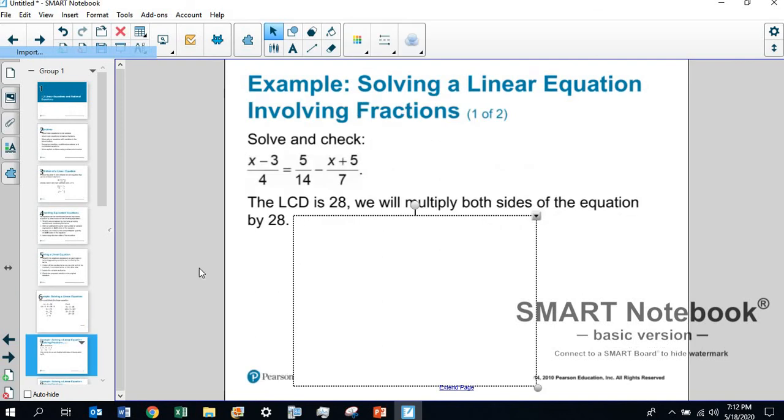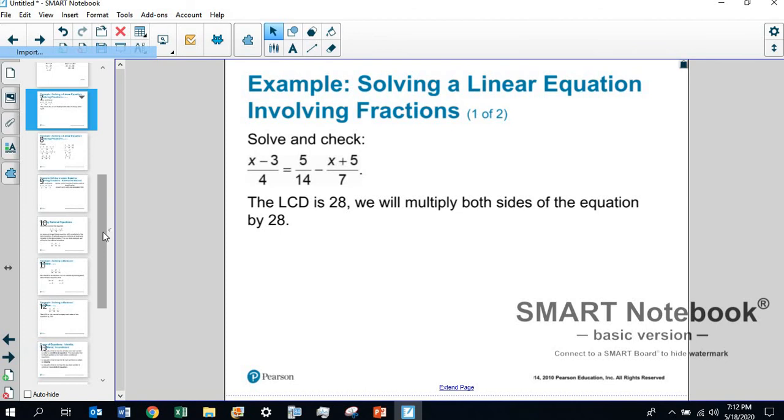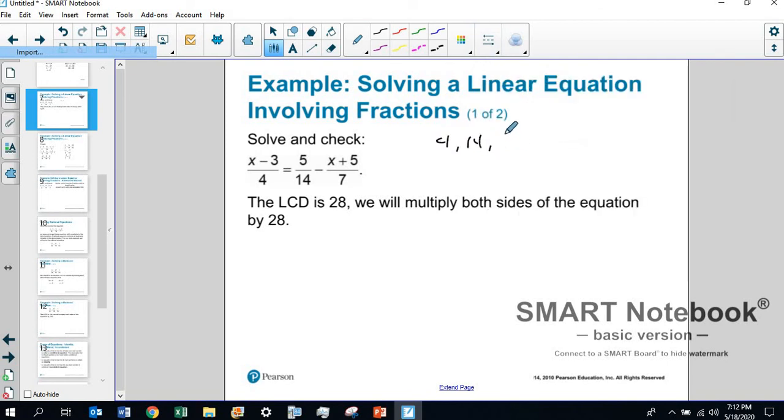Okay, now, if you want to deal with a linear equation that has fractions, notice this is still a linear equation. There are no denominators with x's. Okay. So that's still a linear equation, not a rational equation, but linear. And so what we're going to do is we're going to eliminate the LCD first. So we're going to multiply everything by 28, because if you have a 4 and a 14 and a 7, 4 is 2 times 2, this is 2 times 7, and this is just 7.